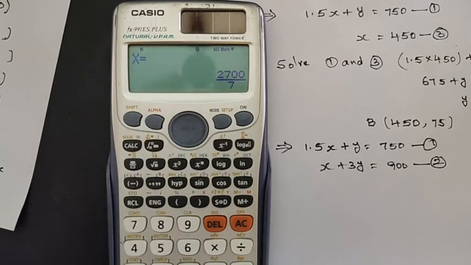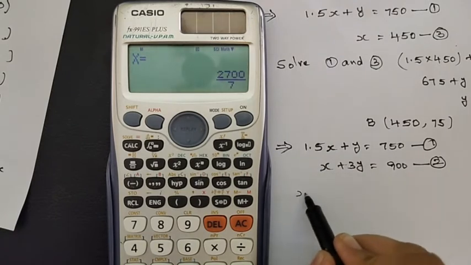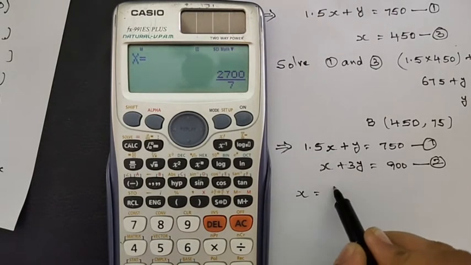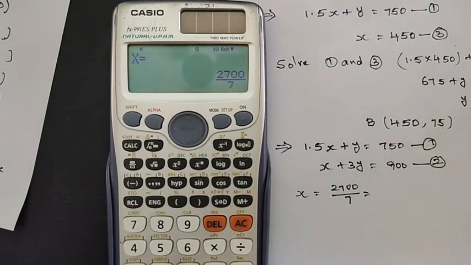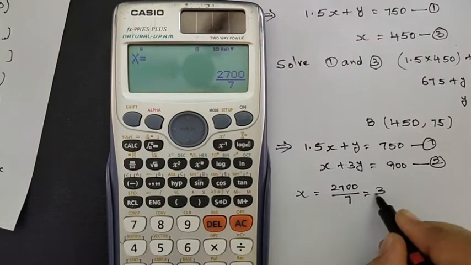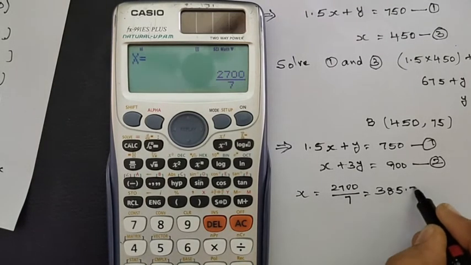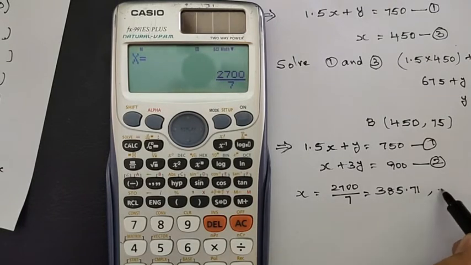So what is the value of x? You got x is equals to 2700 by 7. So 2700 by 7 means, let us find that one. It is equals to 385.71.